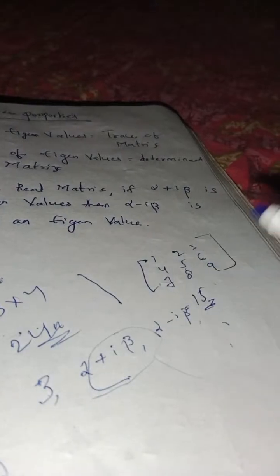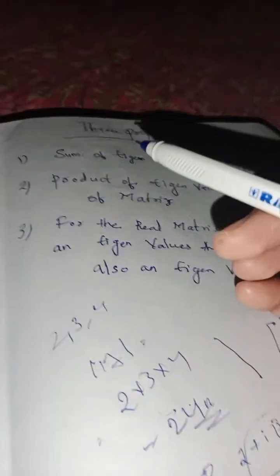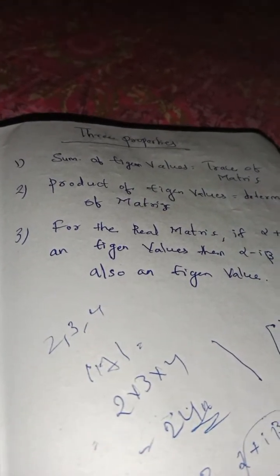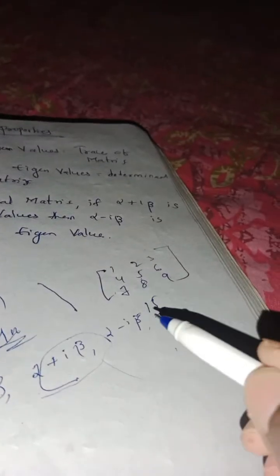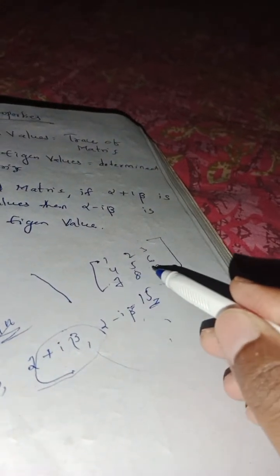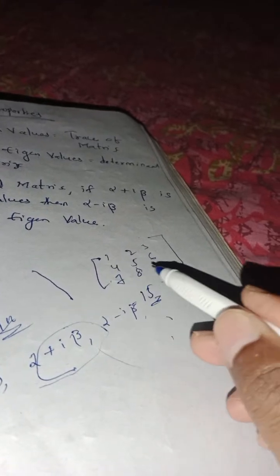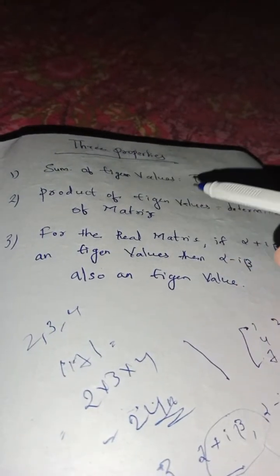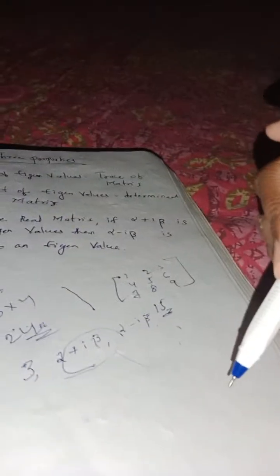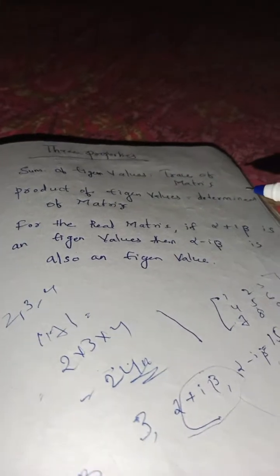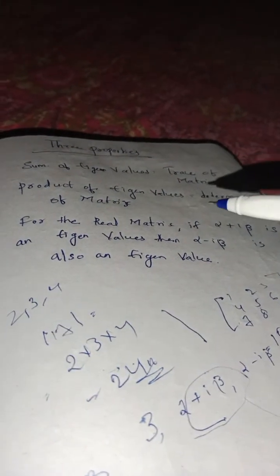This is a matrix. So what is the first property over here? Sum of eigenvalues equals the trace of the matrix. So here, the addition of the diagonal elements is the trace of the matrix, right? 9 plus 1 is 10, 10 plus 5 is 15. So here the sum of eigenvalues equals the trace of the matrix, that is 15, because the trace of the matrix is 15 over here. Next, product of eigenvalues equals the determinant of the matrix.